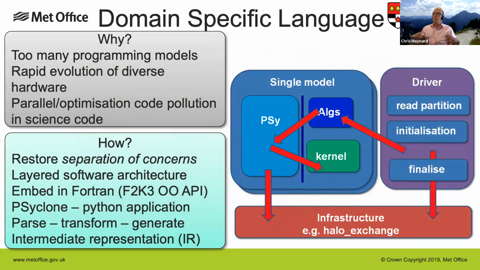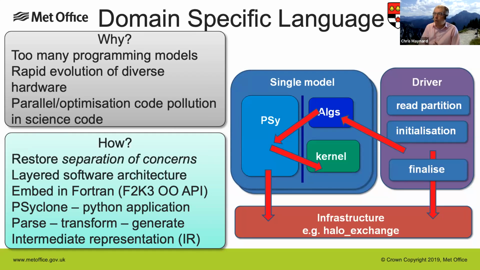So what is the Met Office going to do about this? We're going to take a domain-specific language approach. Why? Because, as I've just described, there are too many programming models with rapid evolution of diverse hardware, and the programming models are not keeping up; they lag behind the new types of processor. And we have this parallel optimization code pollution into the science code that makes it very difficult to sustain scientific development. So we're going to restore the separation of concerns between the science code, the numerical code and the parallel optimization code. We're going to do this with a layered software architecture, but we're going to embed it in Fortran, and we're going to use Fortran 2003 object-oriented code for our API.